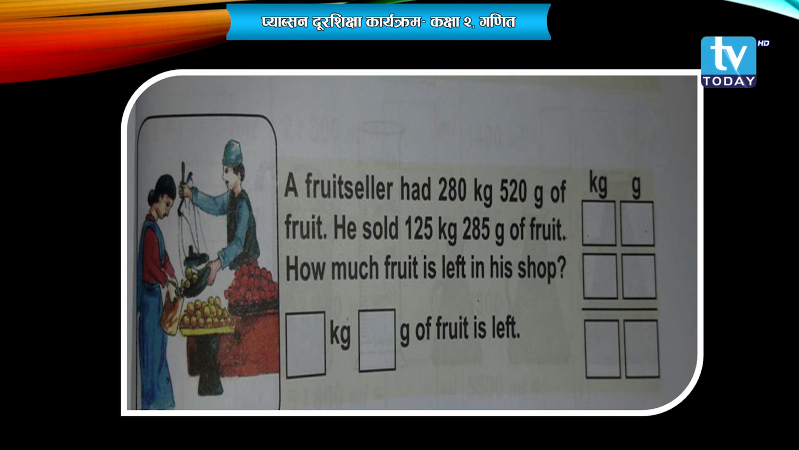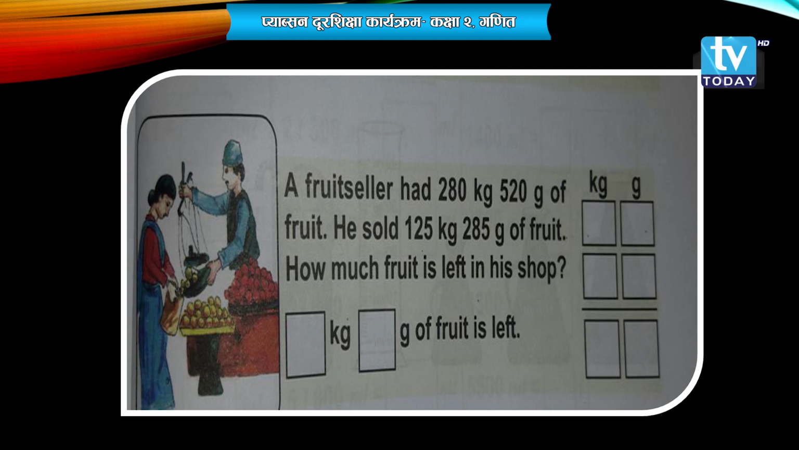Do you know? Let's have a look over here. A fruit seller had 280 kg 520 gram of fruit. He sold 125 kg 285 gram of fruits. Now then tell me students, how much fruit is left in his shop? Do you understand the question?